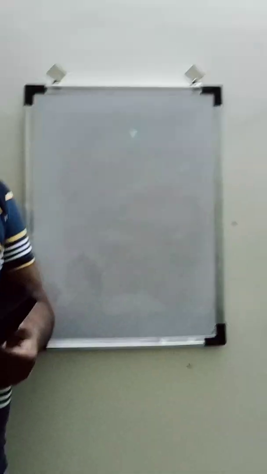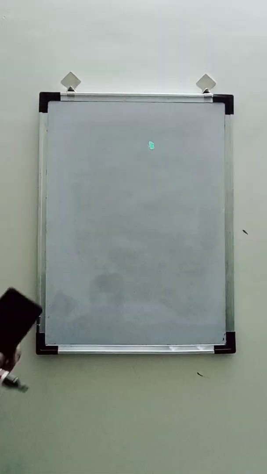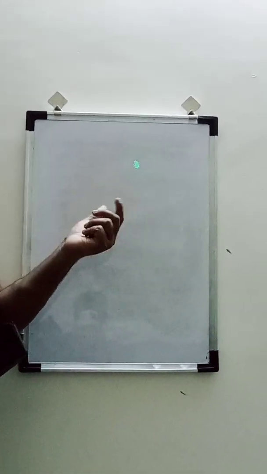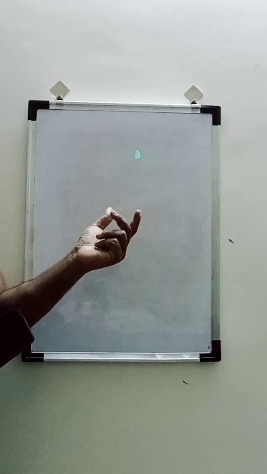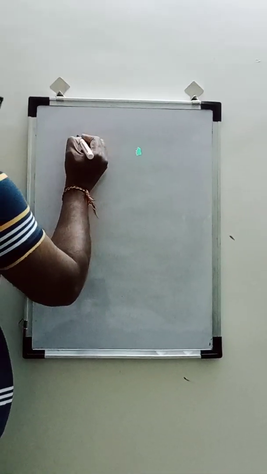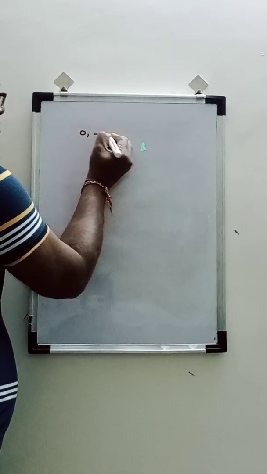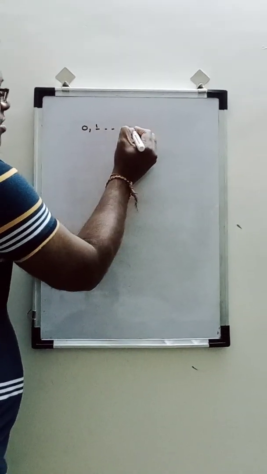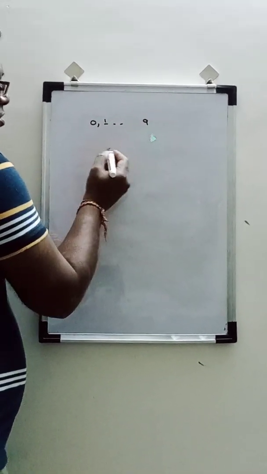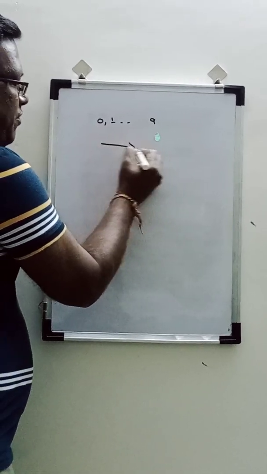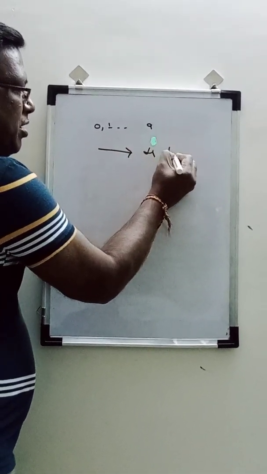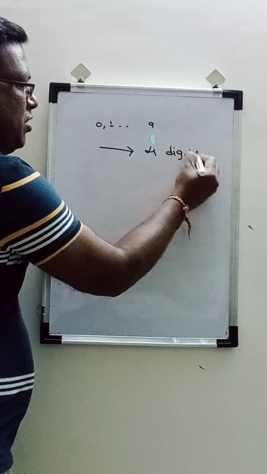Now we will discuss one more problem which is related to numbers and their values. The question is, find the greatest 4-digit number which has all different digits. Greatest number means what? We know digits are from 0 to 9, 0, 1, and so on up to 9. We want a 4-digit number.